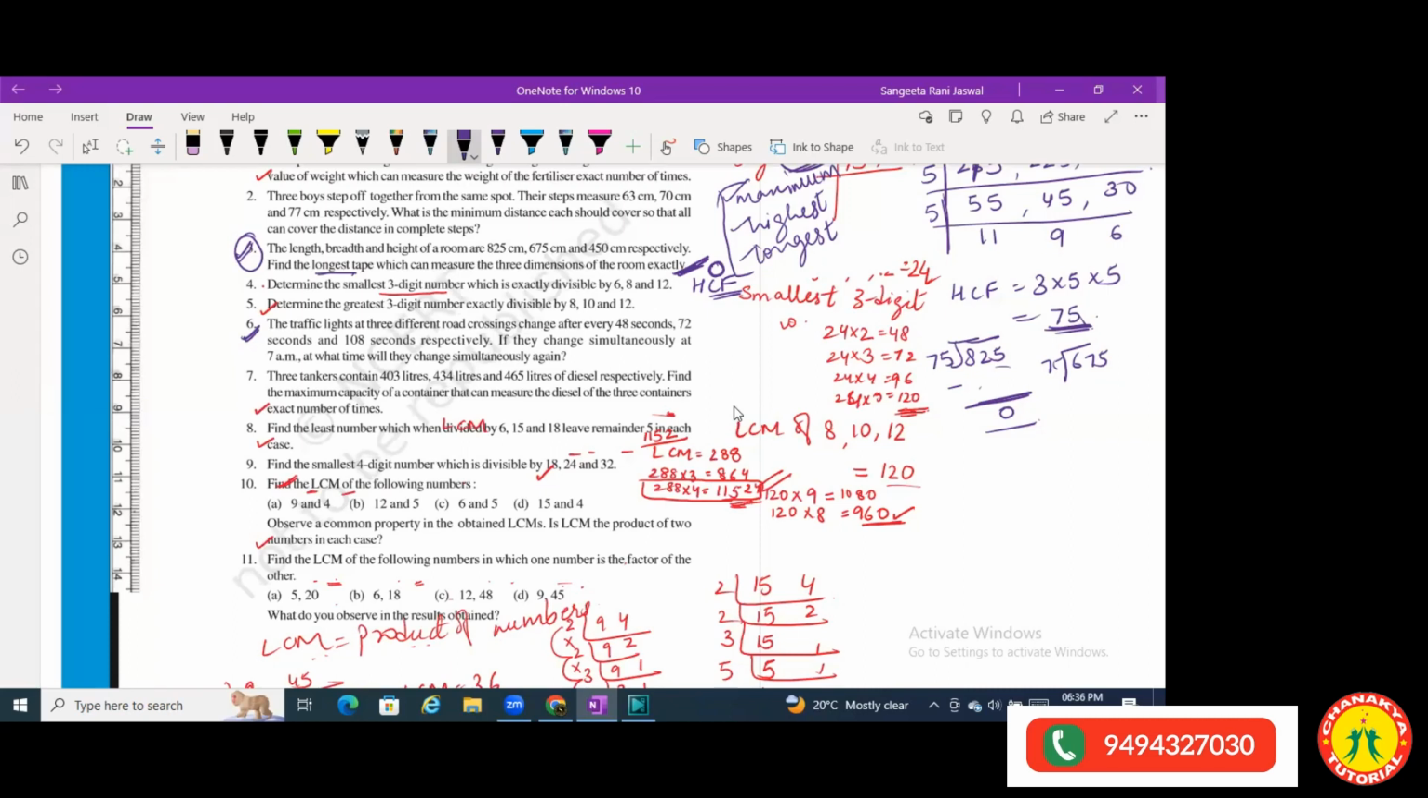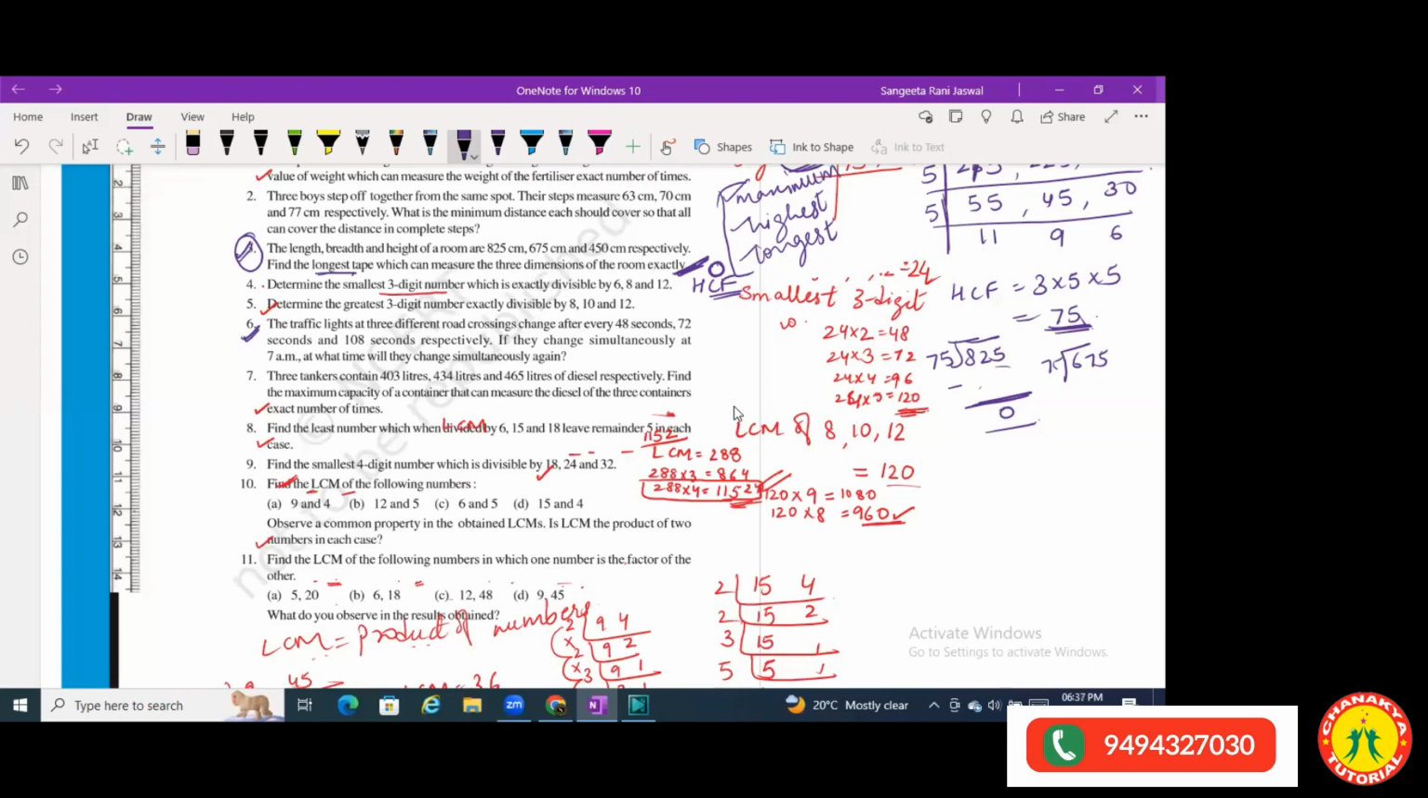So please look into the concept of this. It's asking when will that coincidence happen again? What coincidence happened? That all the lights changed together at the same time. This incident happened at 7 a.m. Now it's asking when will this coincidence happen again? This coincidence will happen again and again, after some time span. But you have to find the least time that it will happen first. After 7 a.m., when will it happen first?